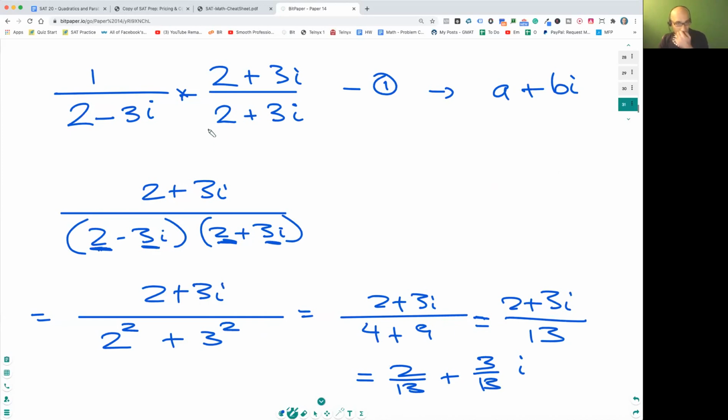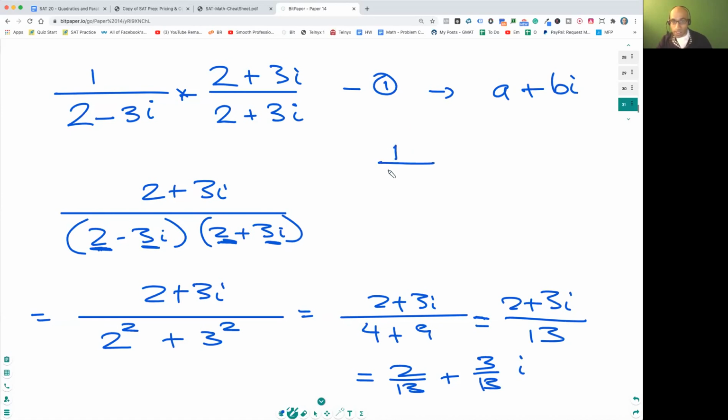I haven't shown you the question yet. We're just practicing this. Be super careful: only when you have complex conjugates does this happen. All right. Oh yeah, the question. What's the question? Yeah, thanks, Bilal.